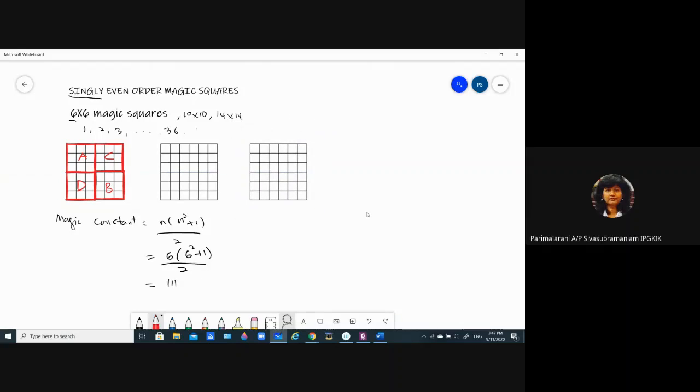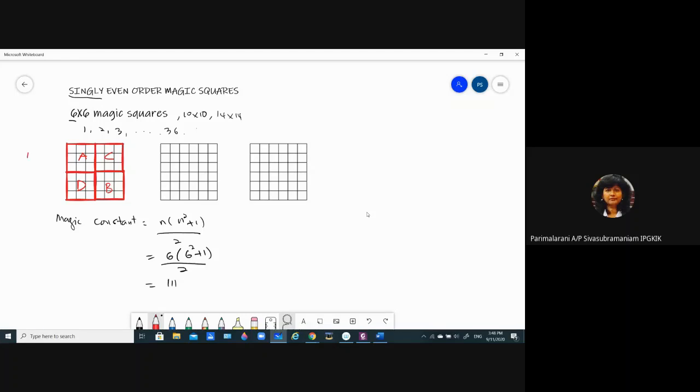So we have 4 sections here. If you notice, the order of each section is 3 by 3, right? So we will build a magic square with numbers 1 to 9 in section A. And then in section B, we will continue with 10 and finish with 18. Section C is 19 to 27. Section D is 28 to 36, correct?